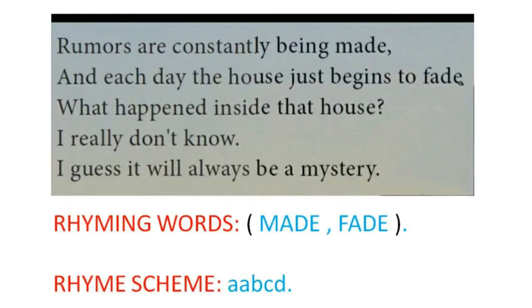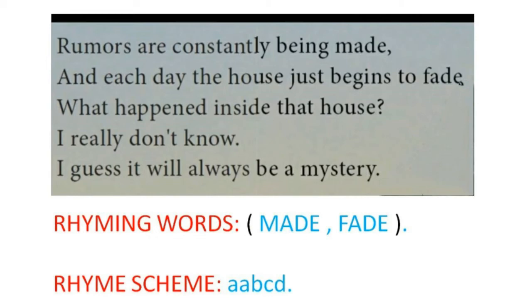Now, let us take a look at the last stanza. Here, the first line last word is made. And second line last word is fade. So, made and fade are rhyming words. And then third line last word is house.